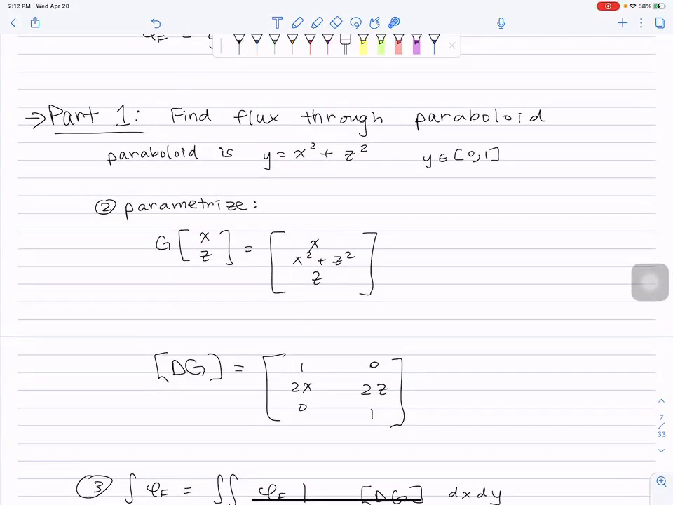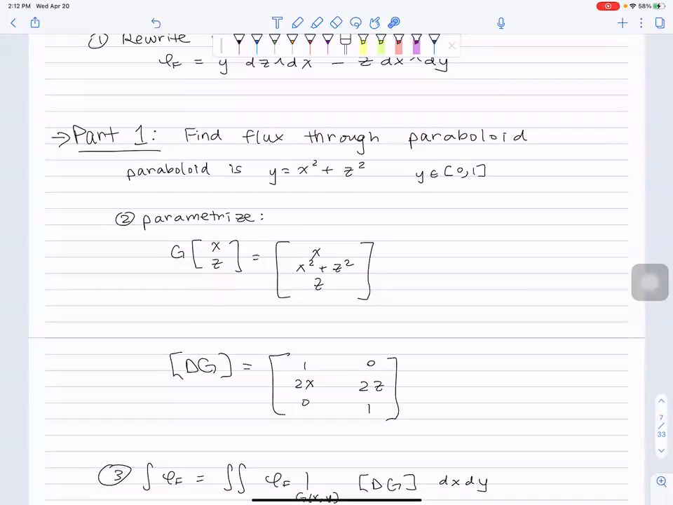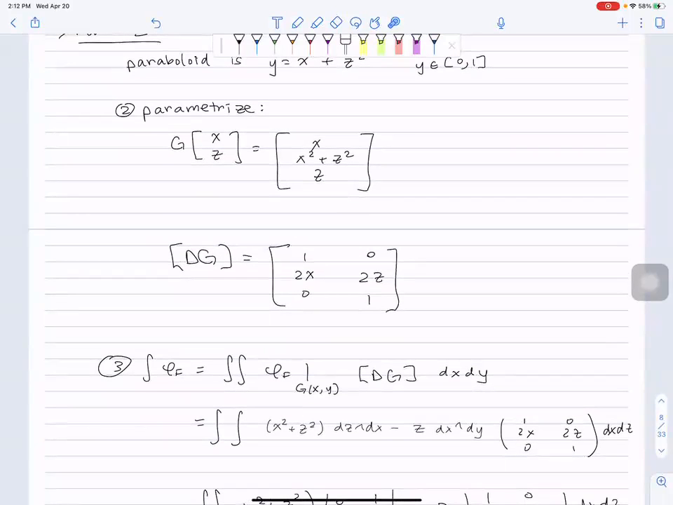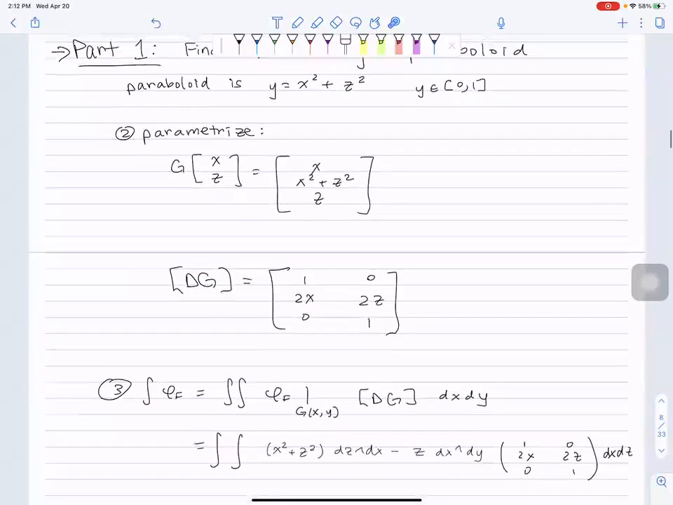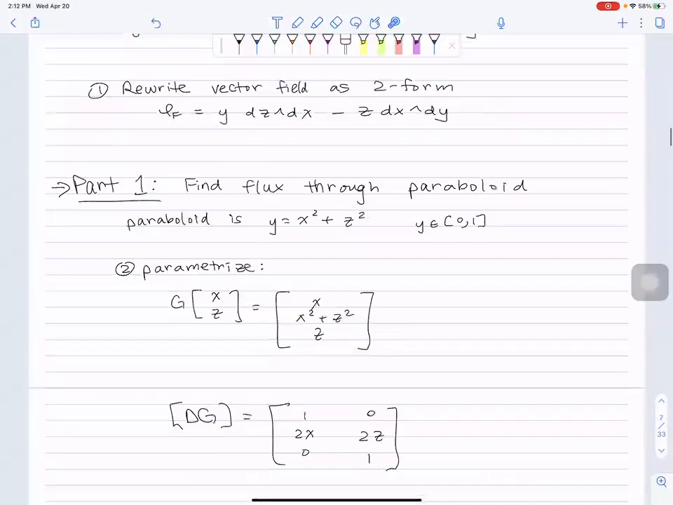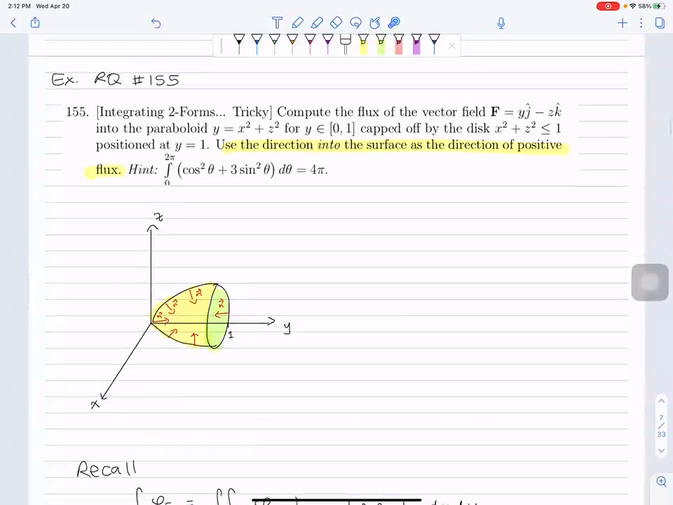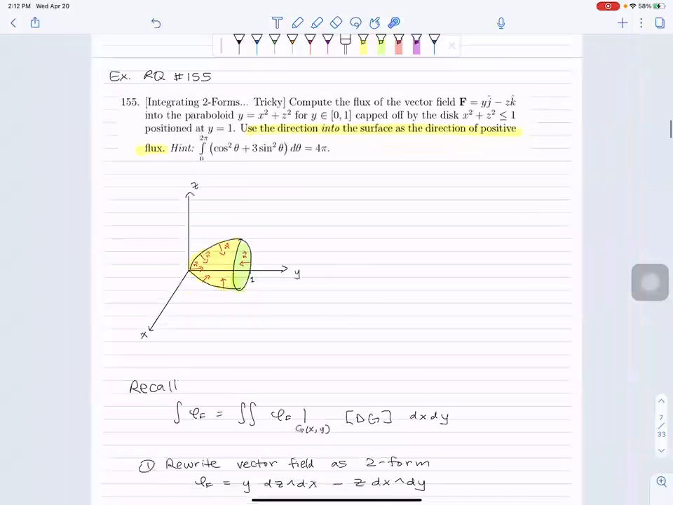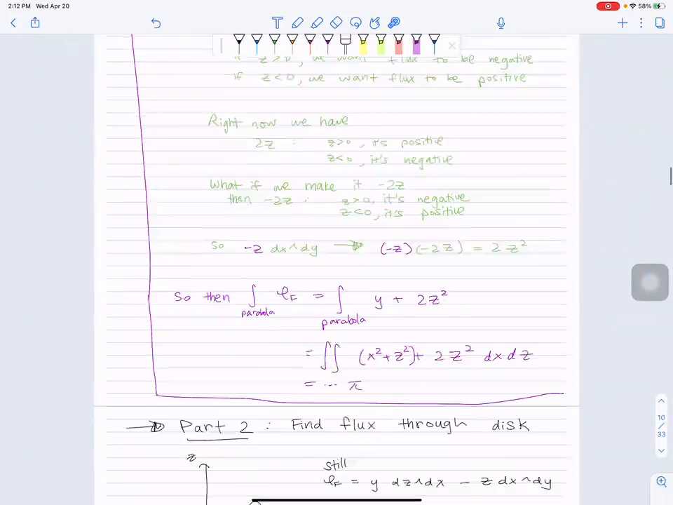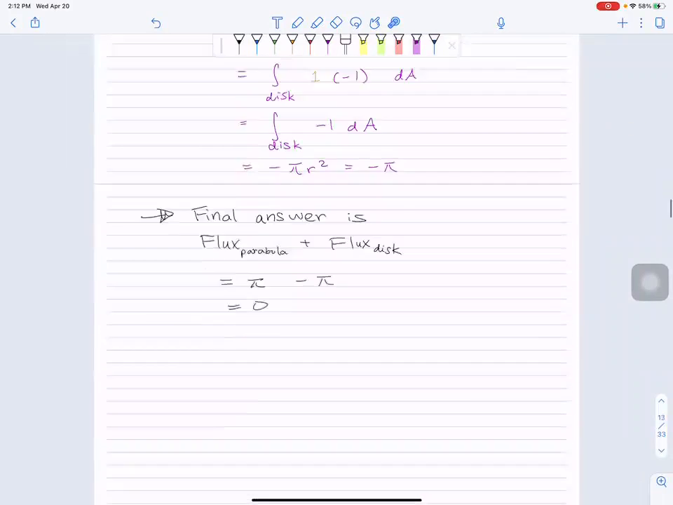Yep. So right here, what you're doing is parameterizing and then putting it into a flux two form, and then integrating that to find the flux. Yes. But in this question, would it be possible for you to also use Gauss's theorem to close the boundary? Let me think. I believe yes. Yes.